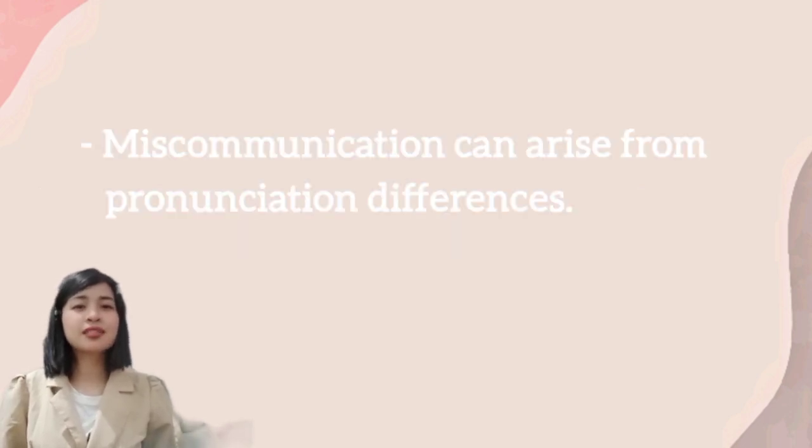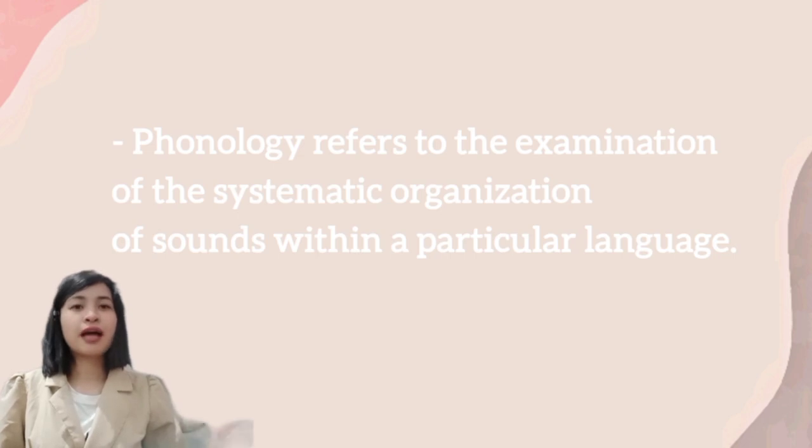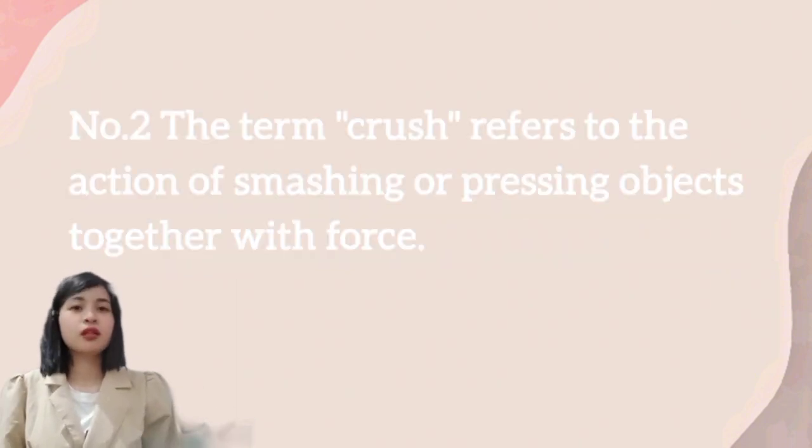Number one is pronunciation. We have a big problem with pronunciation. So, phonology. Phonology is the study of sounds, the patterns of sounds. For instance, crash, crash. One crash means you're having romantic feelings for a certain person. Number two, crash means crumble. So it is important to first learn phonology.